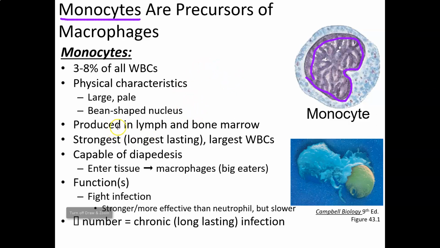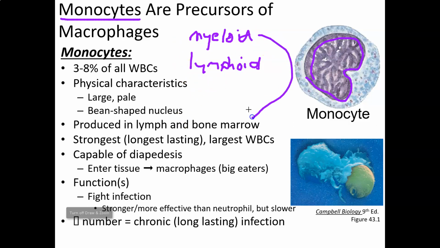They are also produced not only in the red bone marrow, but also the lymph. And again, if it's produced in the bone marrow, it's called myeloid production. And if it's in the lymph tissue, where these can also be produced, it's called lymphoid. So myeloid would be the bone marrow and lymphoid would be the lymph tissue. So both monocytes and lymphocytes are produced in the lymph tissue and the bone marrow. So they both have both myeloid and lymphoid production.